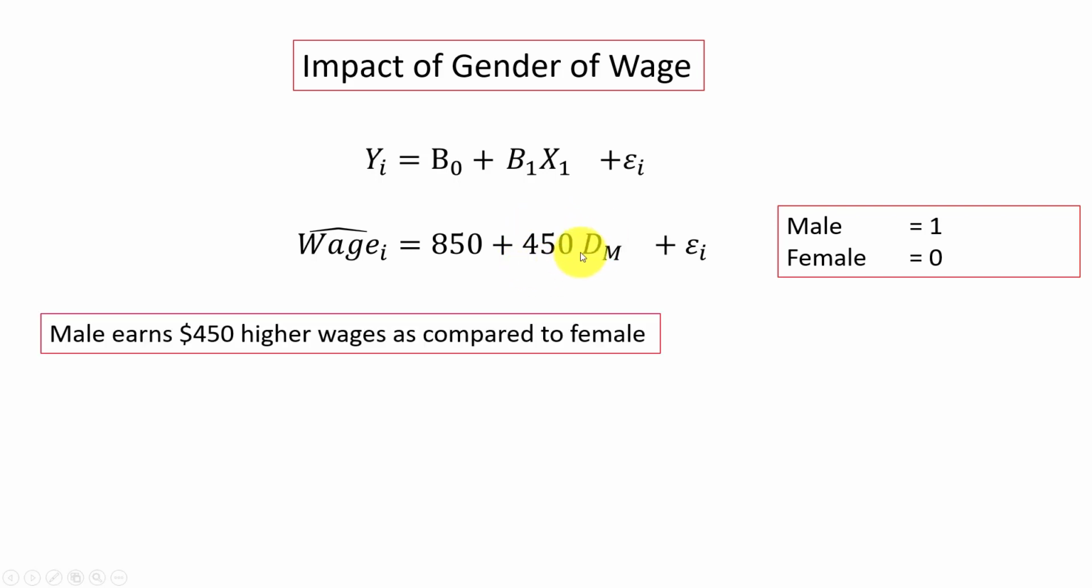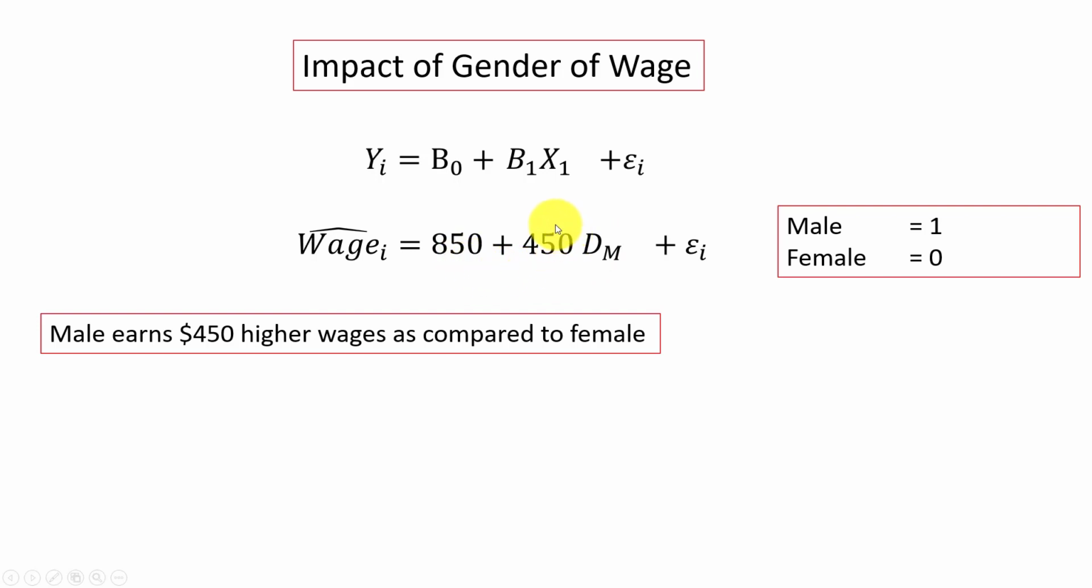In this case, we would say that this 450 means that male earns $450 higher wages as compared to female. Now why are we saying male earns higher wages? Because this is a dummy of male, because we are assigning a value of 1 to male. So we would compare this category with the omitted category. In this case, the omitted category is female. We do not have any variable for female, we just have a variable for male.